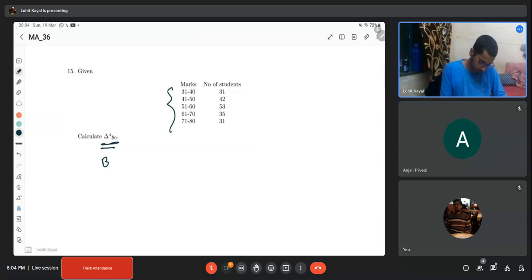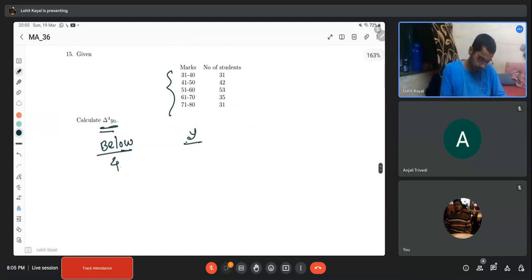Here these are the marks distribution and these are the number of students, and I need to calculate the value of delta to the power 4 y0. Suppose I am defining the number of students as y.